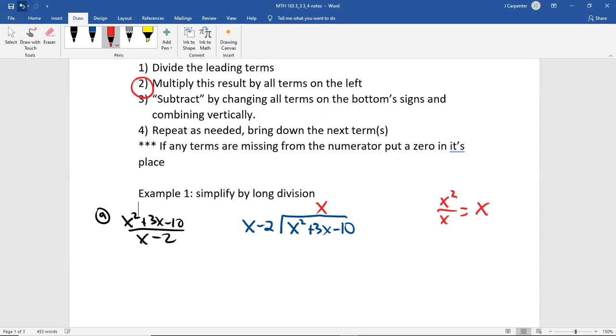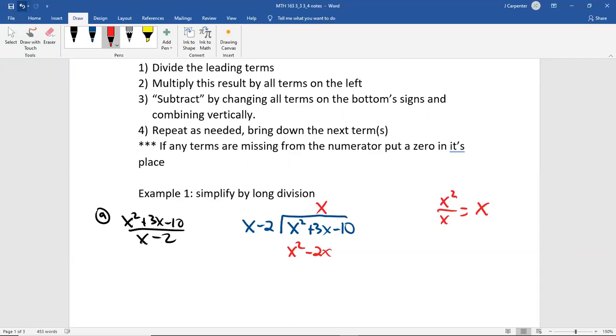Then we're on step 2. Multiply this result by everything on the left. So the x times the x is going to be x squared. Then the x times the negative 2 is going to be a negative 2x. Now, before I continue, I'm going to do something very unusual that I suggest you do as well. And here's the reason. Step 3, you're going to change all the signs. I don't want to erase the previous signs. I want to just put them above and say, use the top one. If you see a plus minus, it means both things are happening.